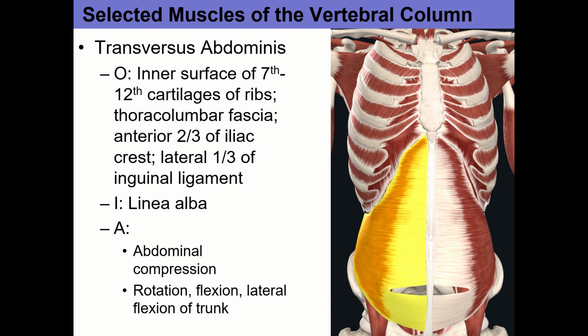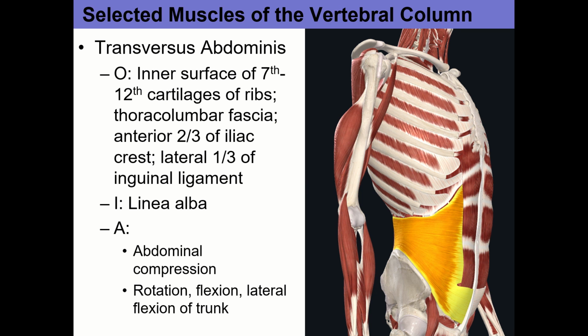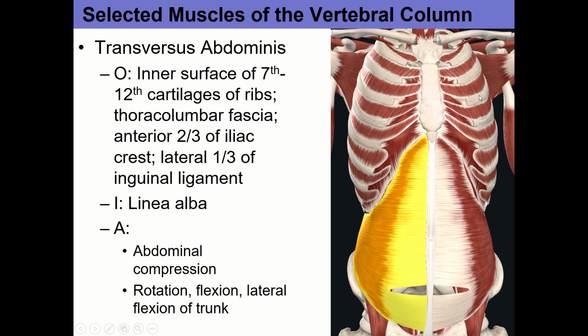Then we got transversus abdominis, more commonly just called transverse abdominis. Transverse abdominis is the deepest of the three layers of abdominal muscles. And so it kind of looks like a weight belt. It originates back on the thoracolumbar fascia, so it originates back on the low back. But you can see it also has an origin along the iliac crest and then along the inguinal ligament down here. And then it's going to insert on something called the linea alba. And the linea alba is this structure in the middle here.